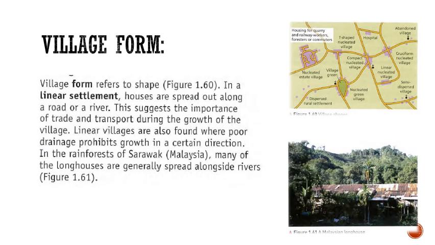In a linear settlement, houses are spread out along a road or a river. This suggests the importance of trade and transport during the growth of the village. Linear villages are also found where poor drainage prohibits growth in a certain direction. In the rainforest of Sarawak, Malaysia, many of the long houses are generally spread alongside rivers. You can see in picture 1.61.